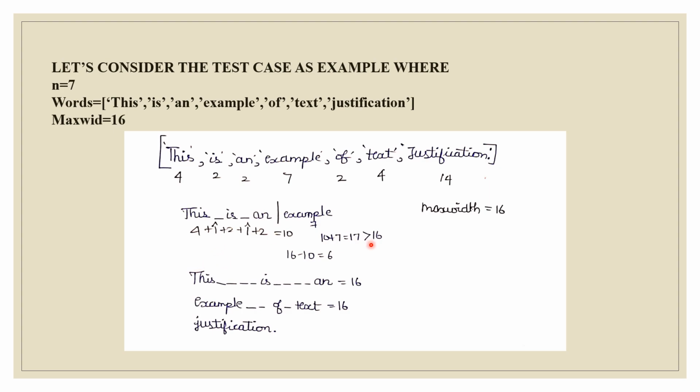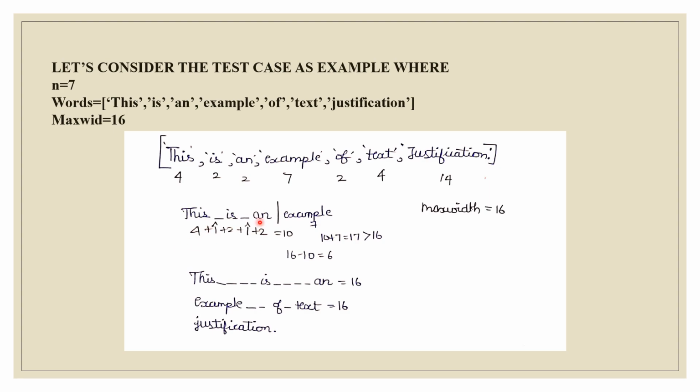So let us add another word, that is, an. If we add it, it will give us 10. 10 is also less than 16, so let's say we can add one more, right? If we add example, which has 7 characters, 10 plus 7 equals 17, which is greater than 16 and not falling under the constraint. Thus we can't add example. Only 3 words, that is, this, is, and an, will be in the first line.